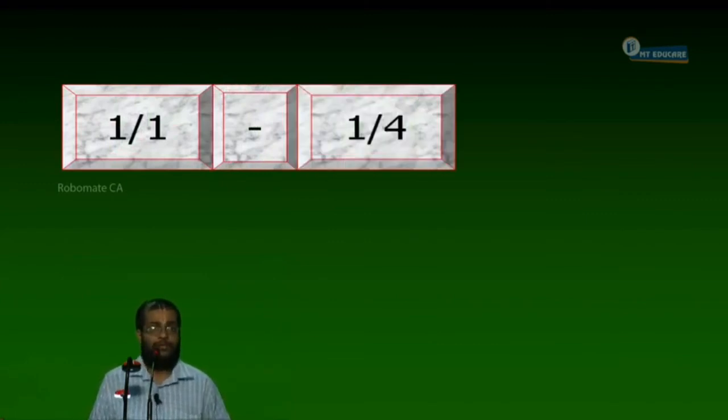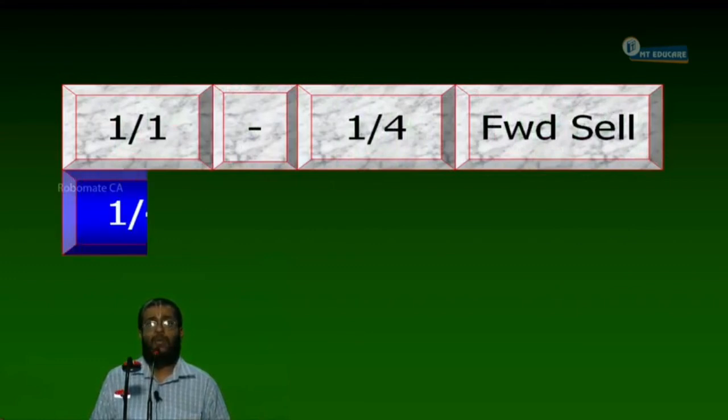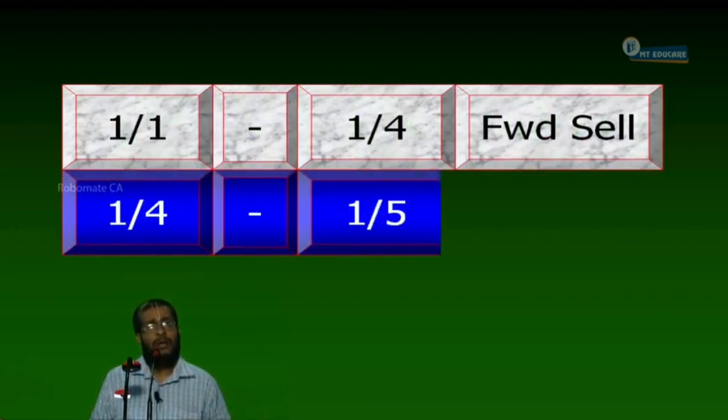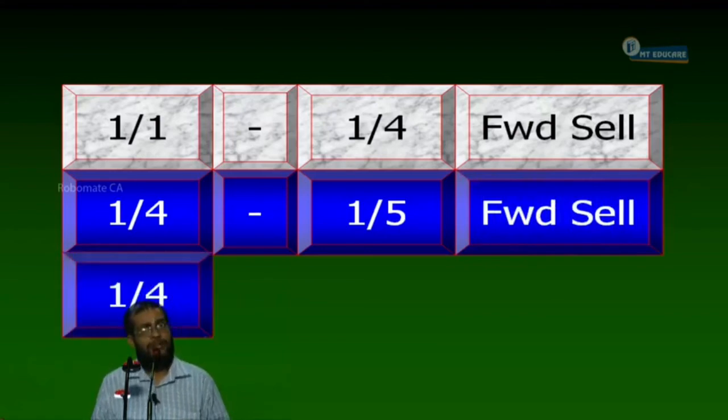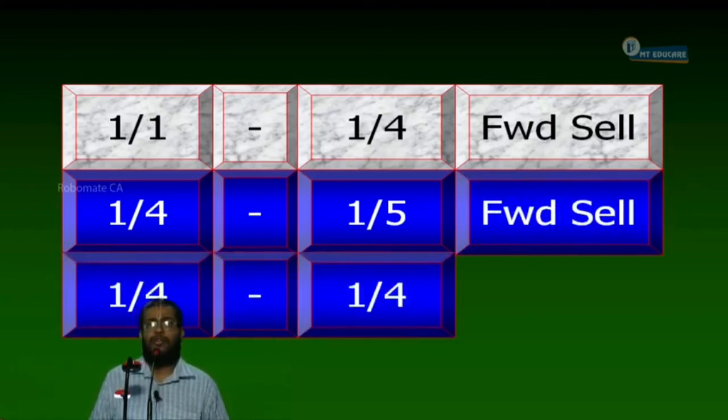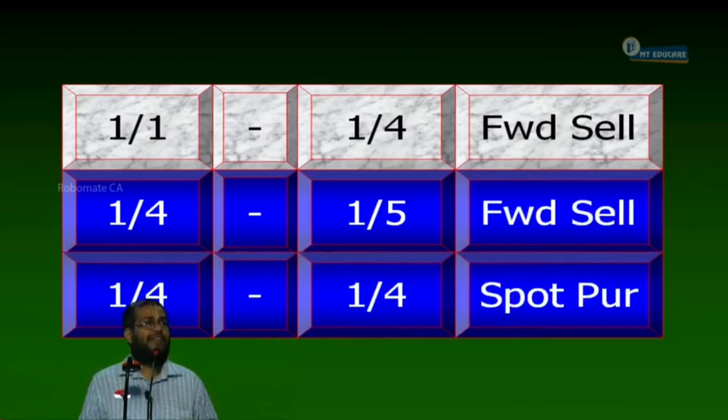Now, in the same way, you tell me for this transaction 1-1-2. All of you, 1-1-2 what? 1-4. Tell me what is the name? Forward purchase. Next, 1-4 to what? 1-5. I went for what? Forward sell. Next is what? 1-4 to 1-4. What are you going to do? Spot purchase. Everybody having the clarity or not?